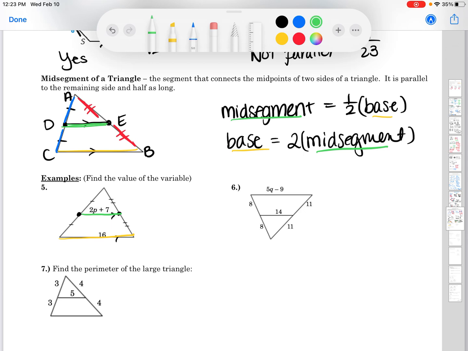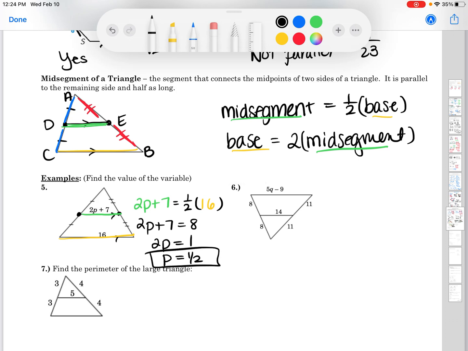So my mid-segment here is 2p plus 7, and that's going to be equal to half of the base. The base is 16. All right, so 2p plus 7 is equal to 8. When I subtract, that's 2p is equal to 1, so I'm going to get p is equal to 1/2.